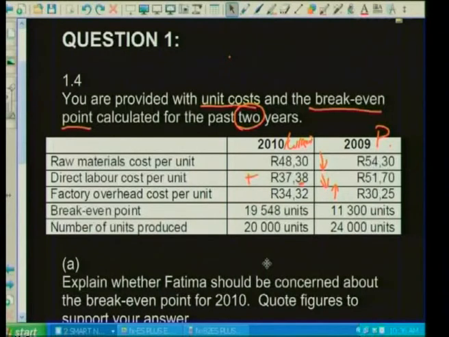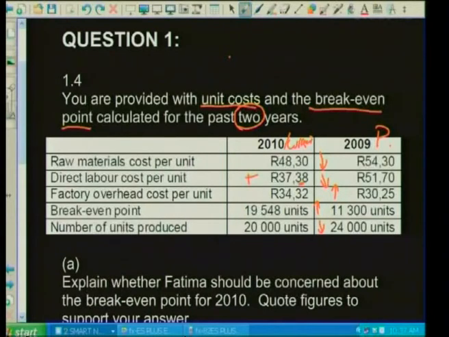19,548 units must be manufactured to break even in 2010. In 2009, it was 11,300 units. So the break-even point has somehow increased. It's gone up. And then number of units produced, in 2009, the business was manufacturing 24,000 pairs of shoes. In 2010, it has decreased to 20,000 units.